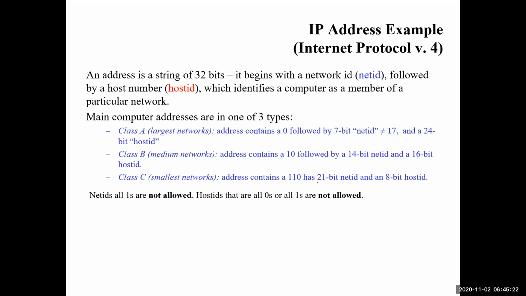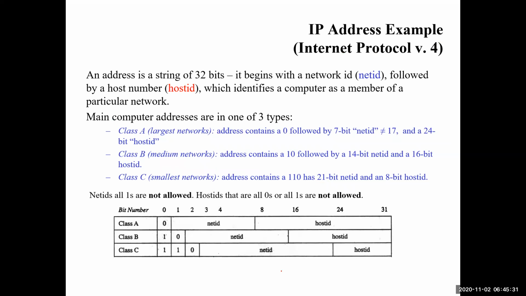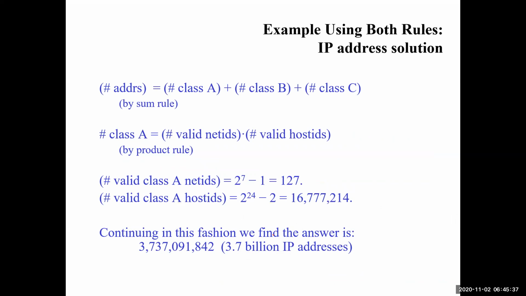Net IDs of all ones are not allowed. Host IDs that are all zeros or all ones are not allowed. Count the number of IP addresses. So this is a scenario: class A, class B, and class C. How many valid IP addresses are there? Count the valid IP addresses for class A.